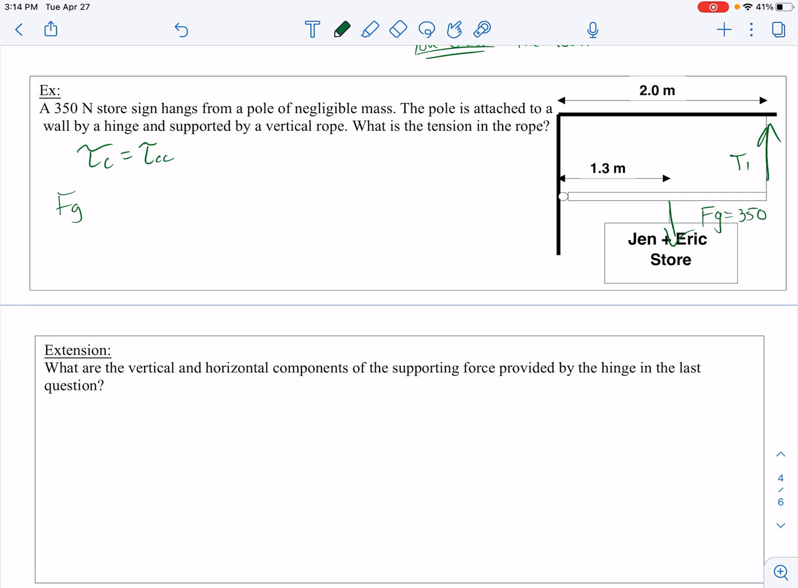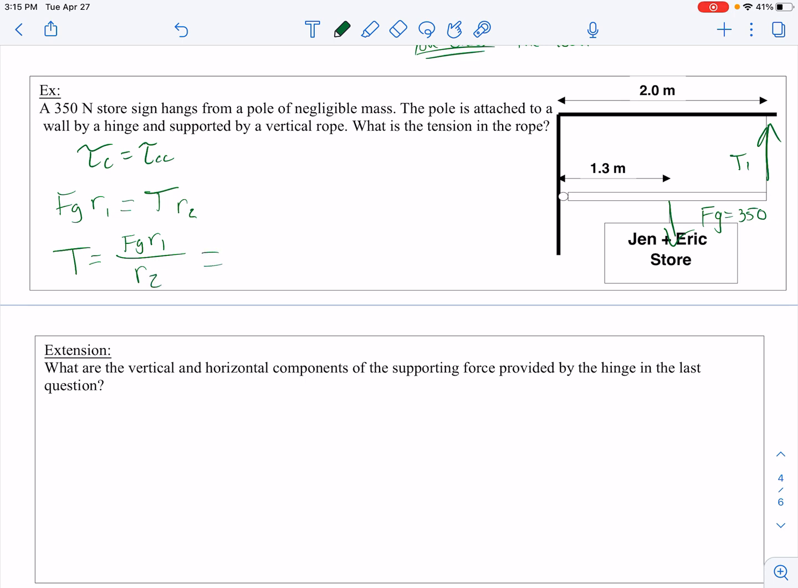And we can define them. We know that torque of the sign is going to be force times distance to the pivot. So the force is due to gravity, and then we have distance to the pivot, which is going to be equal to tension of our rope times distance to the pivot. Now again, we're trying to solve for tension in the rope. So we get all of this divided by R2.